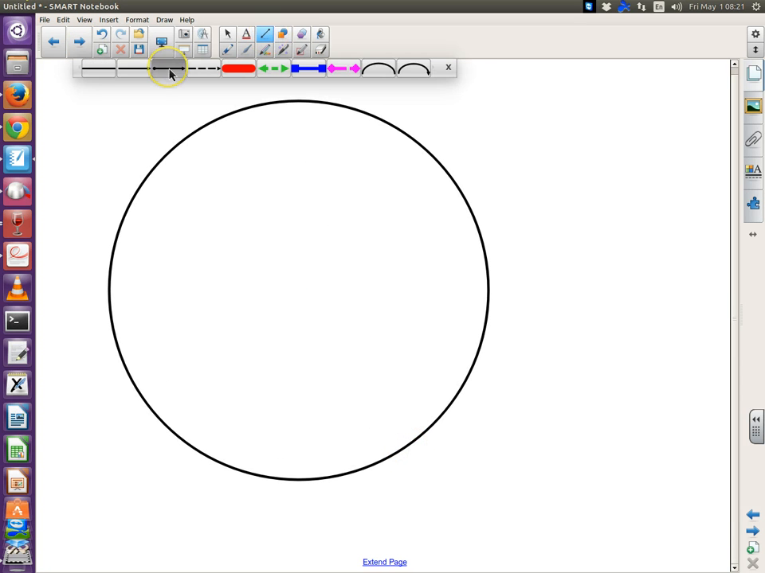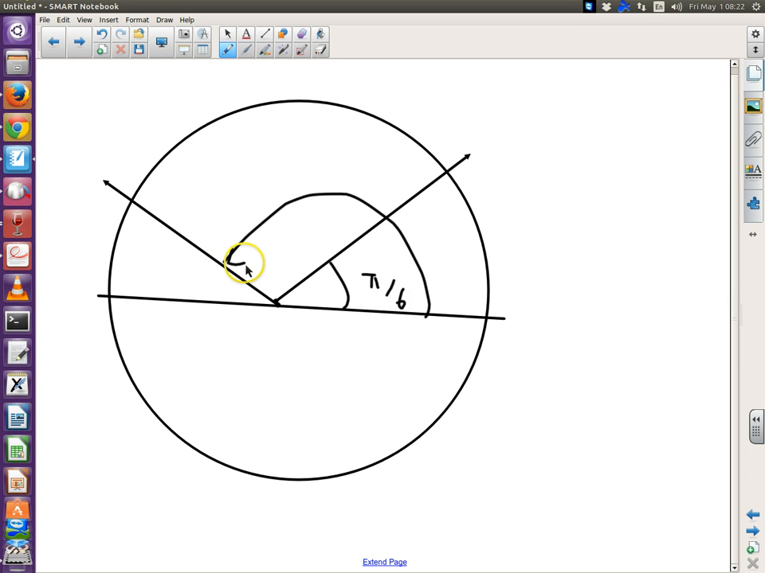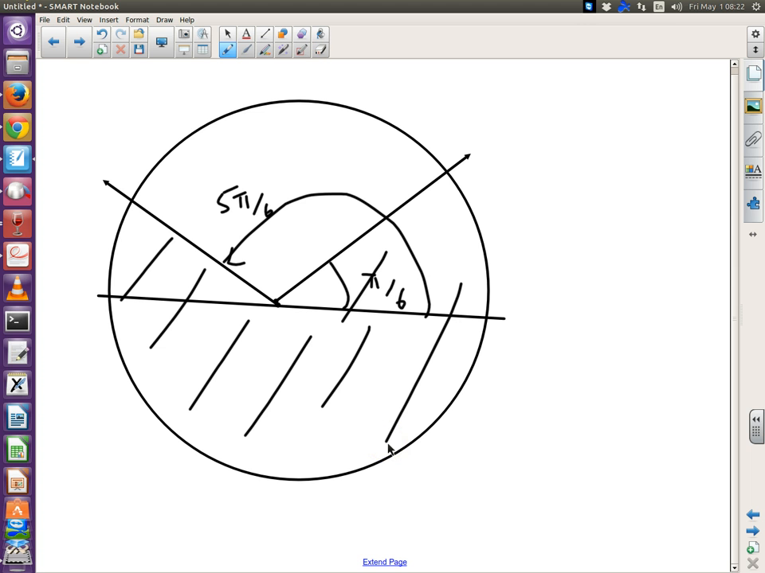So look. So this is at pi over 6. This, say, is at 5 pi over 6, right? And this is the x-axis, say. Okay. All right. So this is your pi over 6. This is your 5 pi over 6. Right? So you want this area down here, right, is the area of a sector, right? So what's your delta theta here? 4 pi over 6 or 2 pi over 3?